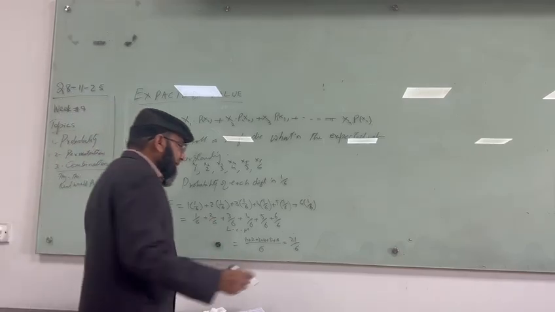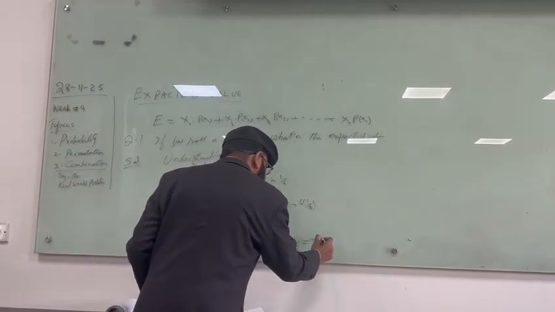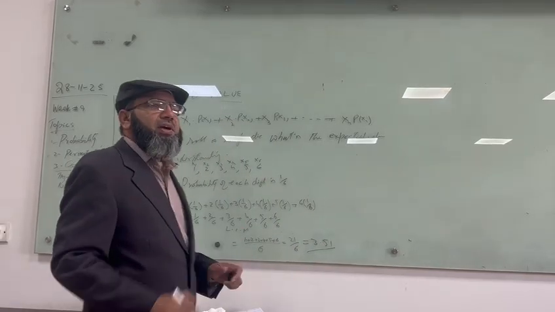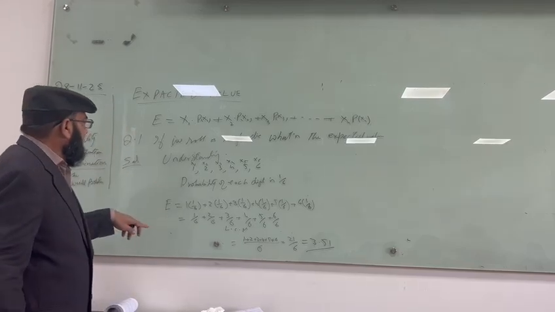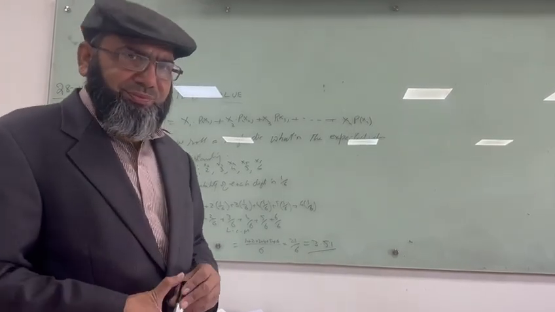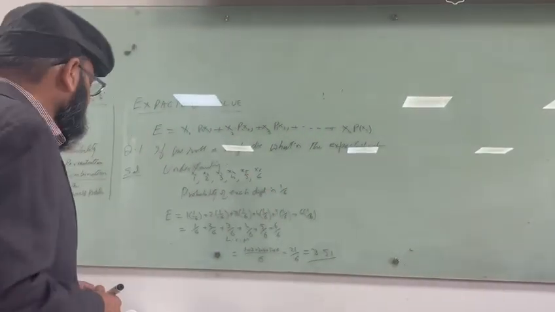So divide it, it will be 3.5. So the expected value of rolling a single die is 3.5. Almost 3.5. So, very easy expected value.